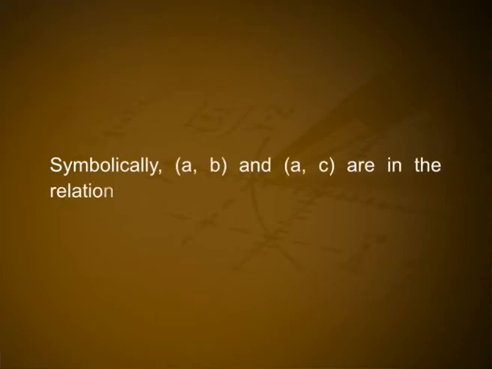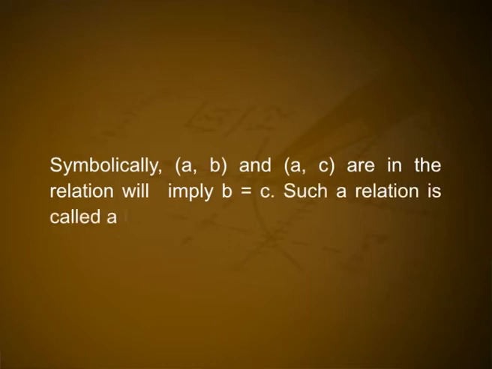When stated formally, there are relations in which the conditions A related to B and A related to C together will imply B equals C. Symbolically, ordered pairs (A, B) and (A, C) in the relation will imply B equals C. Such a relation is called a function.